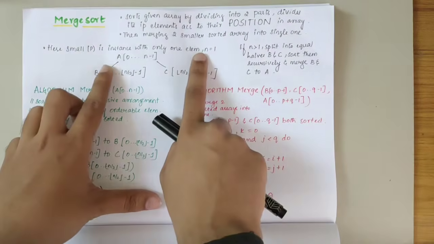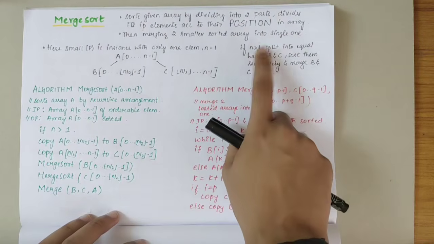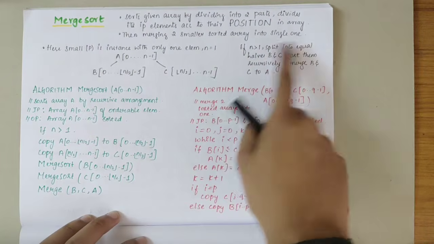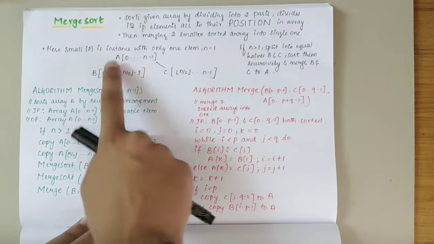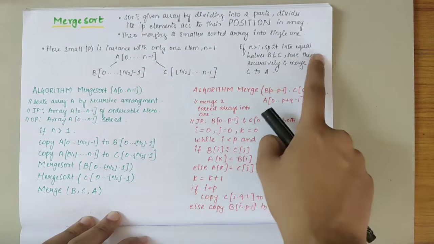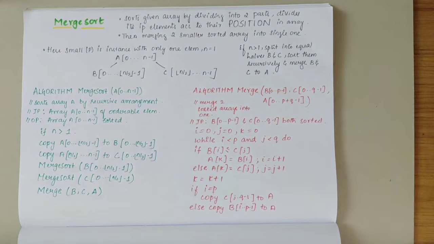If the number of elements is 1, then you can directly sort it. But if n is greater than 1, we need to split it into equal halves. Say array A would be split into B and C, sort them recursively, and finally merge them. That is what merge sort says.